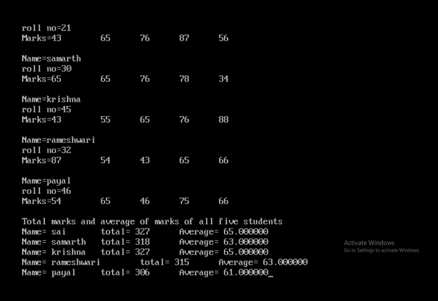So here we got the output as the name of each student, its roll number and its marks. Then we have computed the total and average for each student. So that is given: total marks and average of marks of all the 5 students, name, total, average for all the 5 students. So this is all.